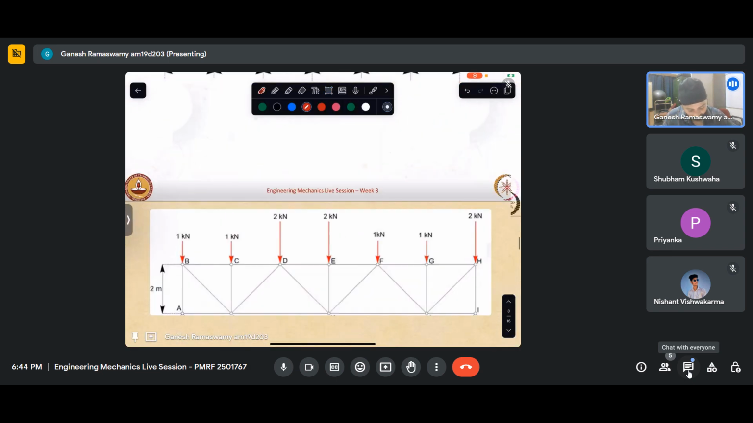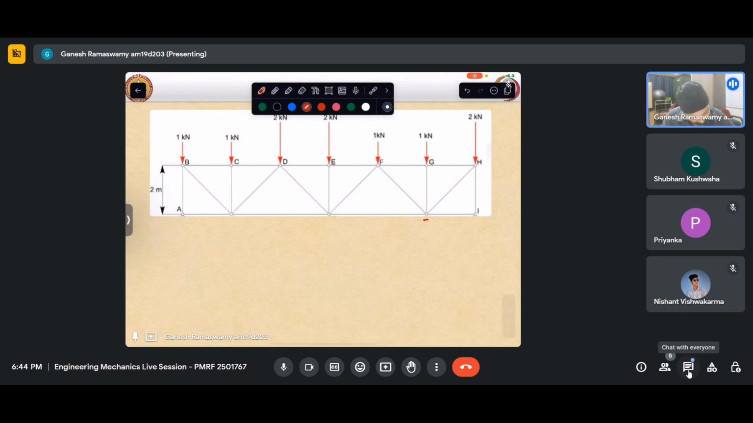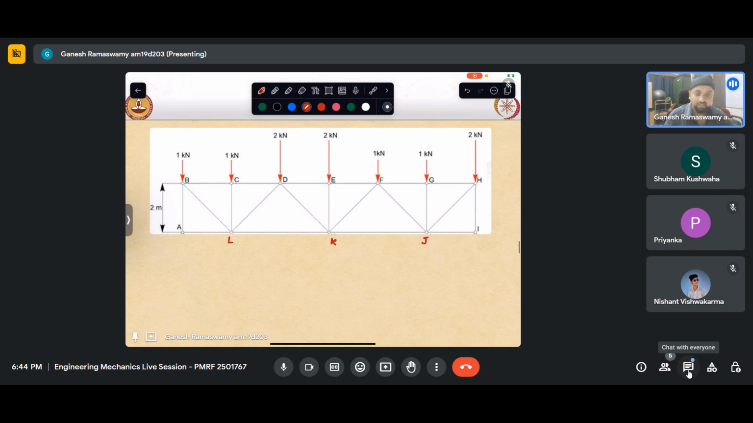JKL. So this is joint J, K, L, and I have A. What I have essentially done is I have removed the supports. Once I have removed the supports, we will be replacing the effect of that support with reaction. So call this XY. Let this be in the XY plane.